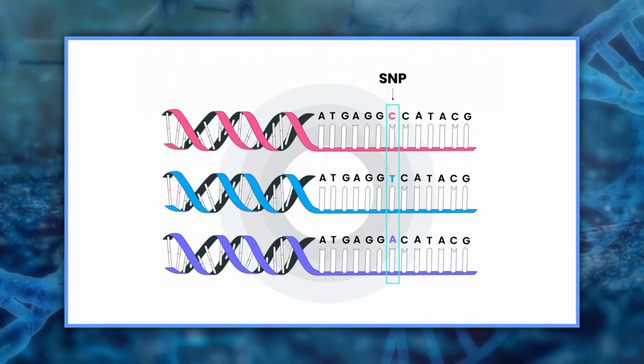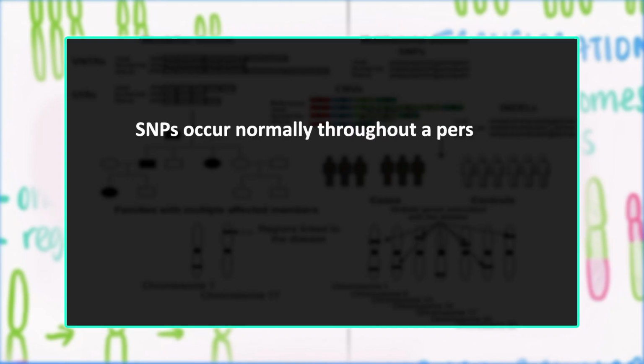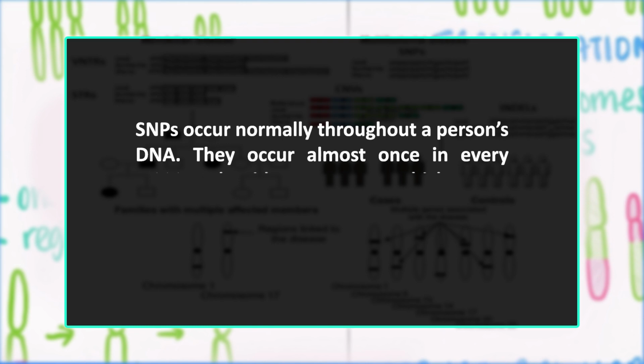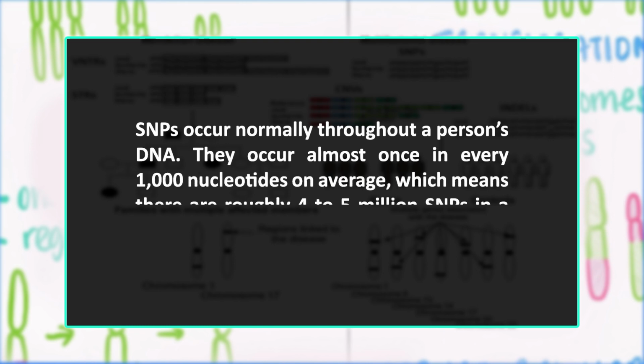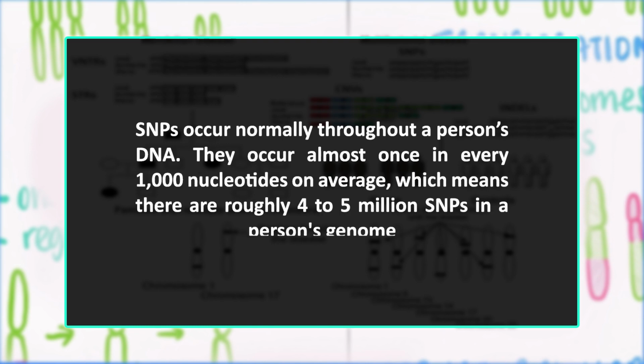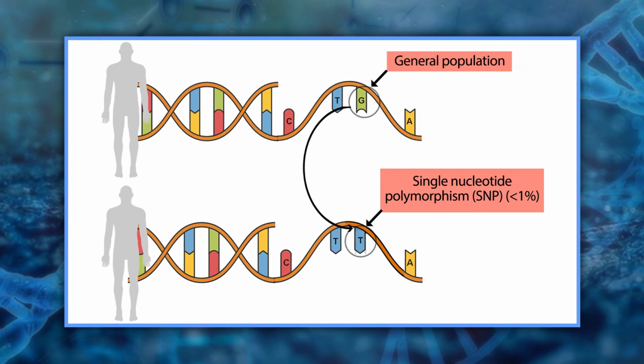Each SNP represents a difference in a single DNA building block called a nucleotide. For example, a SNP may replace the nucleotide cytosine with the nucleotide thymine in a certain stretch of DNA. So SNPs occur normally throughout a person's DNA. They occur almost once in every 1,000 nucleotides on average, which means there are roughly 4 to 5 million SNPs in a person's genome. These variations occur in many individuals.